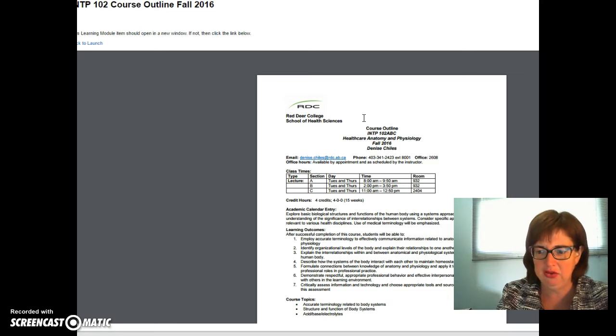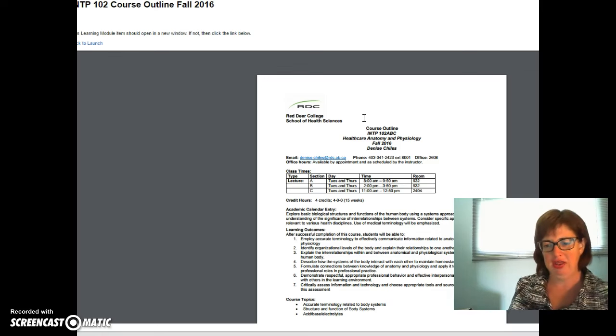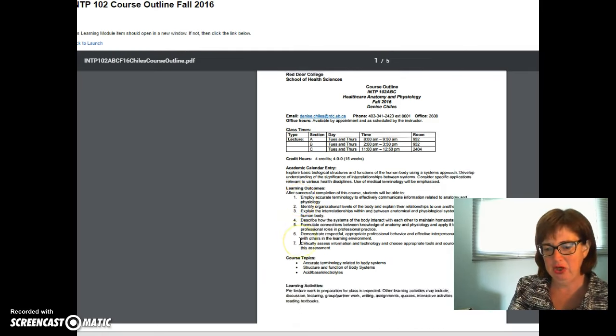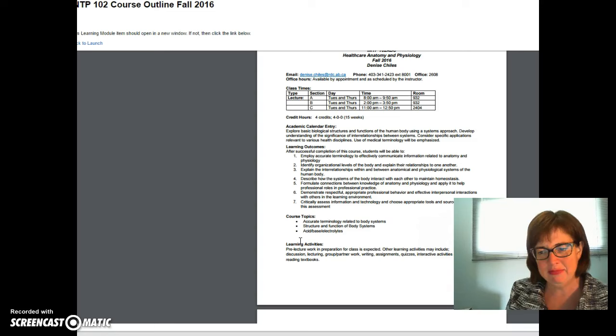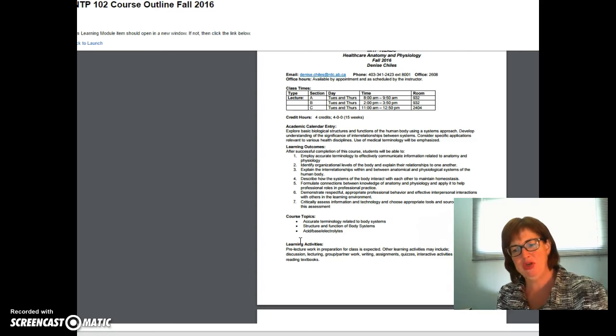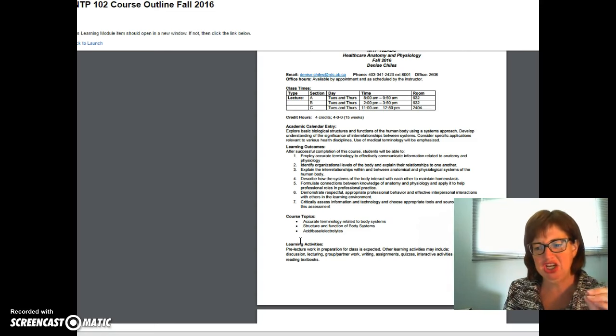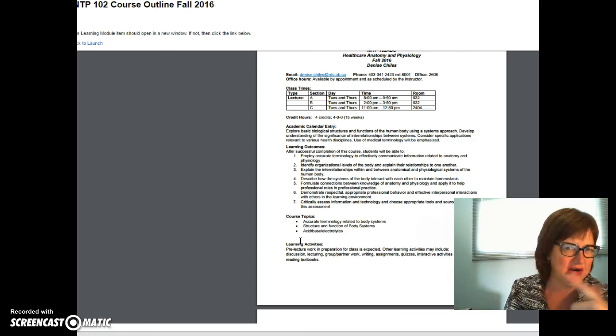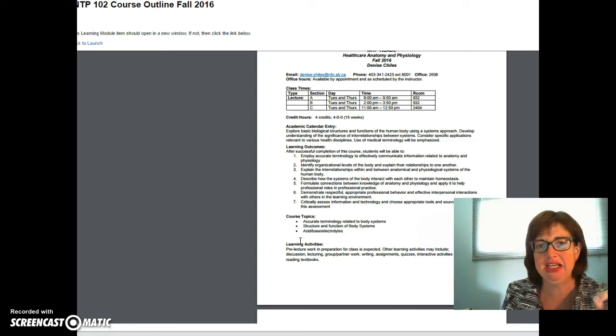We're in room 932 or 2404. We'll be in the same room all the time. Now, when we go through it, there are some learning outcomes here. Basically, to summarize, we are going to look at the biological structure and the function of the human body, and we're going to look at it system by system. We're going to do it a little out of order from the numbers of the textbook chapters, but that's mainly so that it will link up with your other courses.